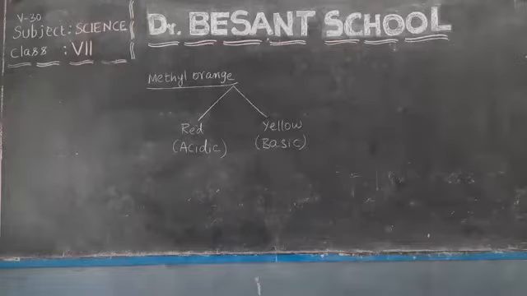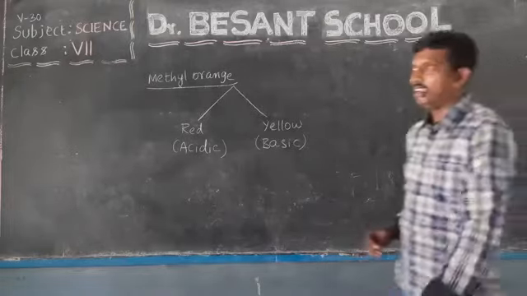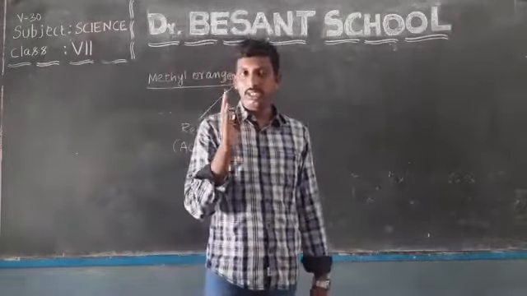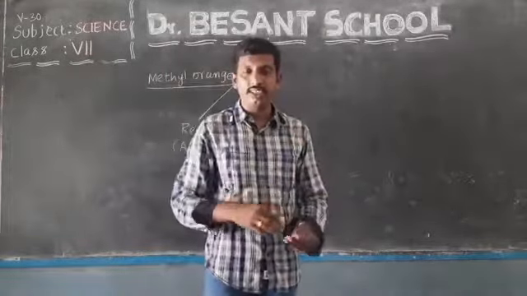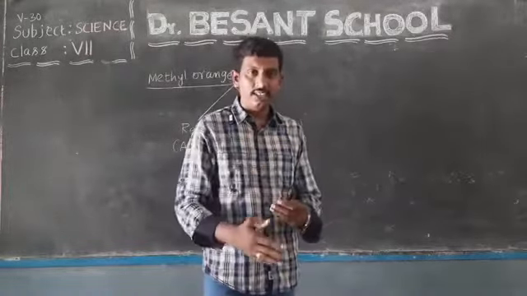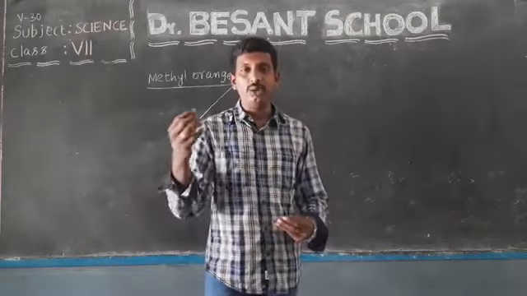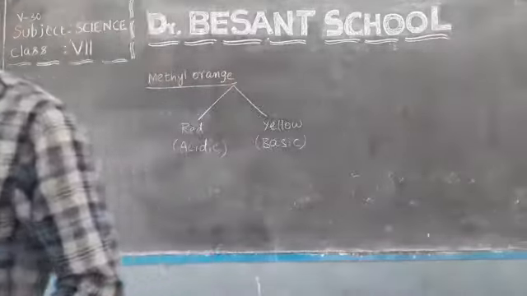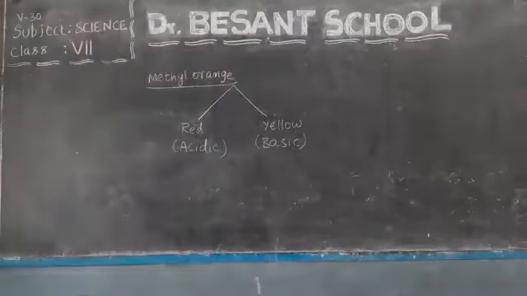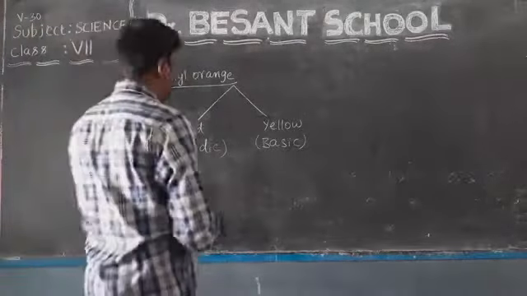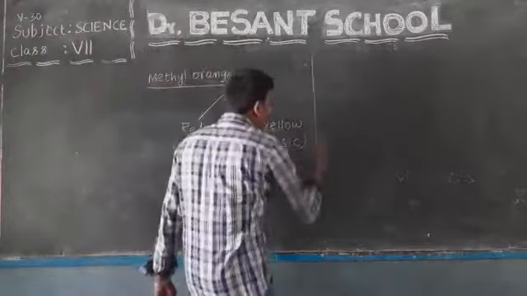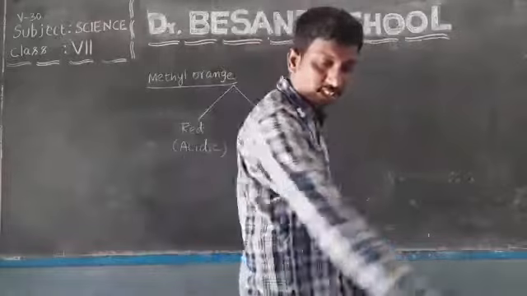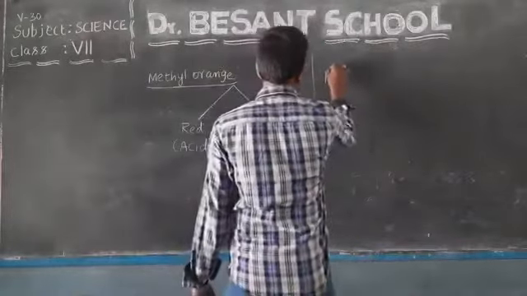How many colors? Two colors. What are they? Yes, red and yellow. When methyl orange is added to an acid, the color changes to red. When methyl orange is added to a base, the color changes to yellow. That's about methyl orange. Still we have one more indicator. What is that one more indicator? That is phenolphthalein. Yes, phenolphthalein.